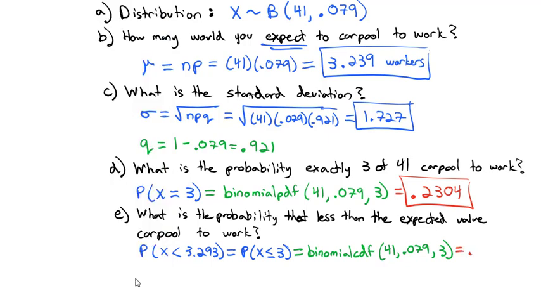There is a 59.17, or a 0.5917 probability that if I ask 41 people, I will get 3 or fewer commuters, carpoolers, as they commute to work.